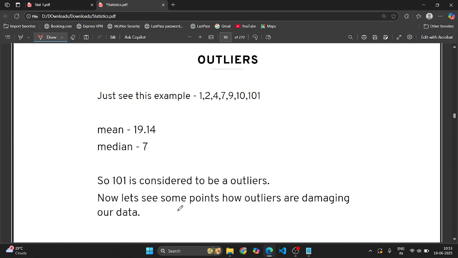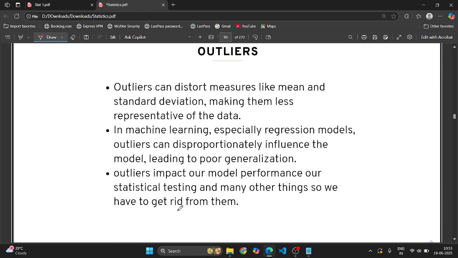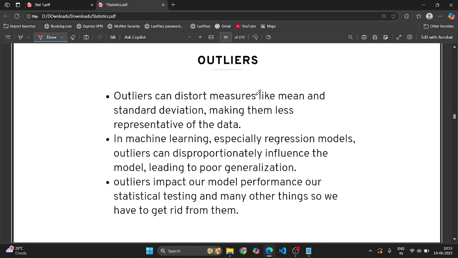Now let's see how outliers are damaging our data. Outliers can distort measures like the mean and standard deviation, making them less representative of the data. So this is the important question: outlier affects which part of the measure of central tendency?